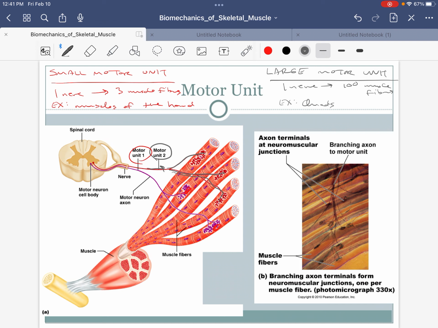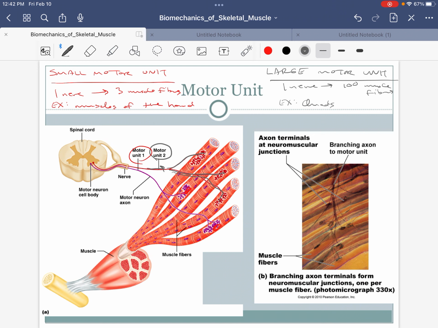With that same one nerve impulse, I can contract 100 muscle fibers. That's crazy. How efficient is that? It's very efficient. I can take that one same nerve impulse and contract 100 muscle fibers.